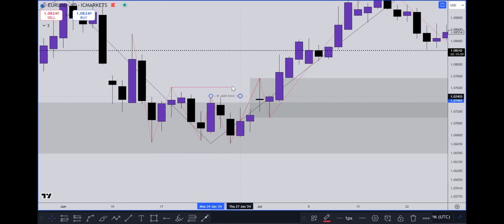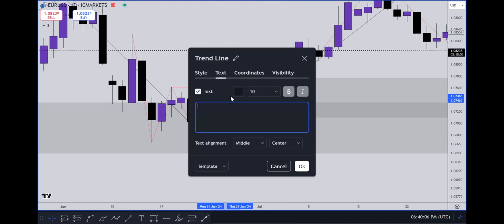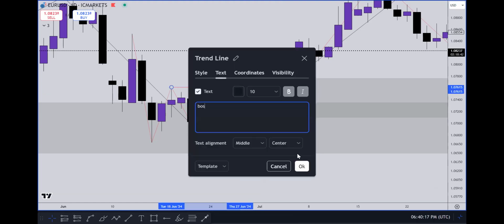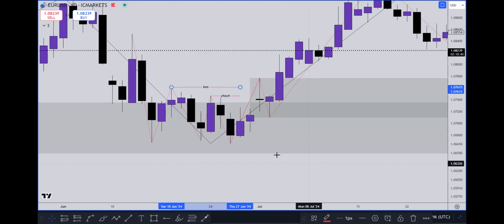All right, now again, this is the difference between break of structure and change of character. Now they are both break of structures technically, okay, but because this one is the first break of structure to the upside while the market was currently in a downtrend, that's why this one is the change of character, and this one is the break of structure. But technically they are both break of structure to the upside.